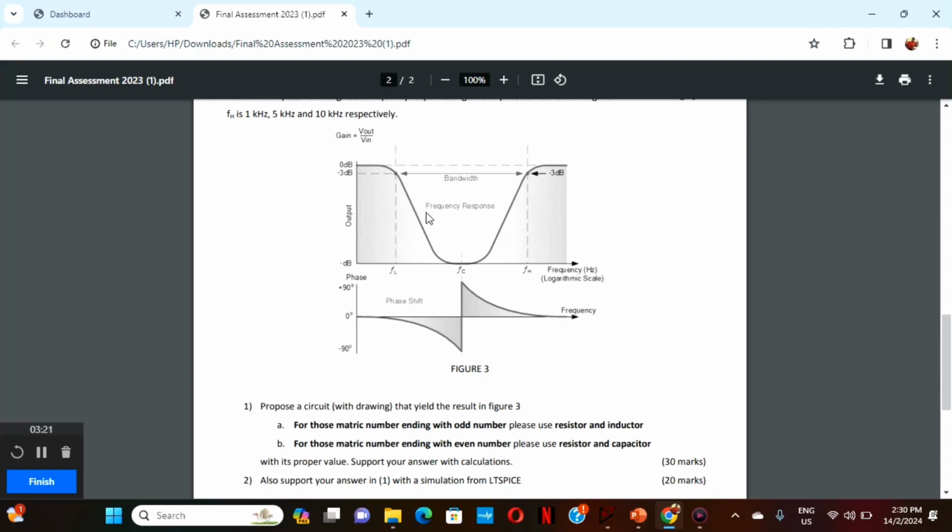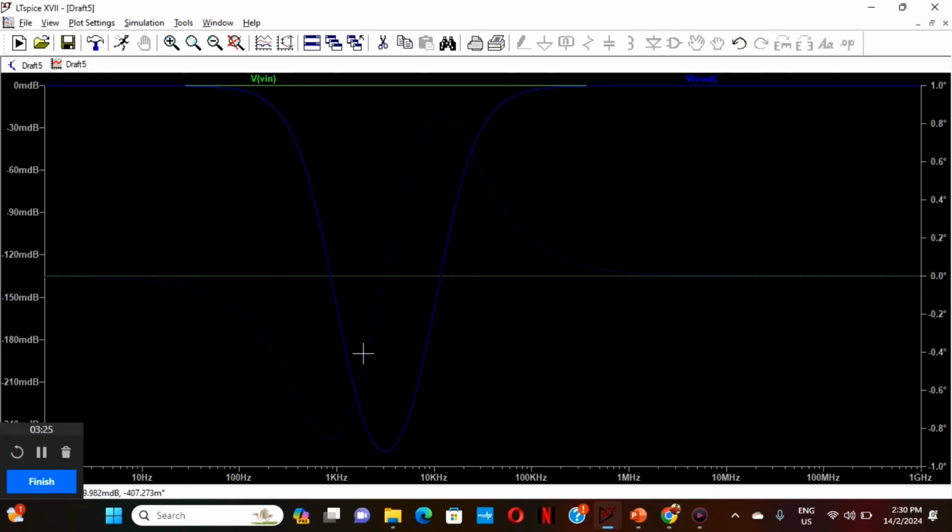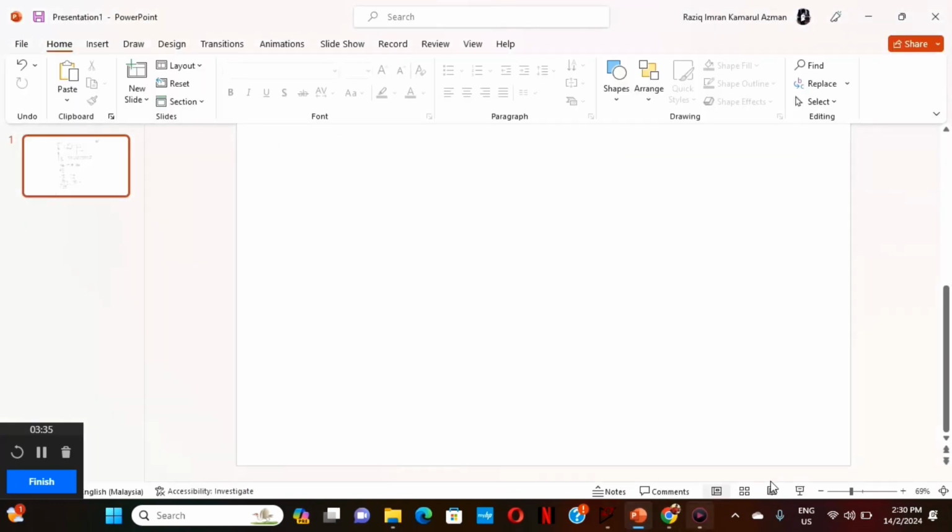Sorry, gain is V out over V in. So we can get like this. This is for the gain, and this is for the phase shifter. Okay, next, what about the calculation?